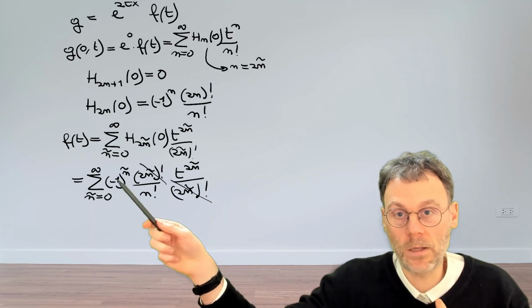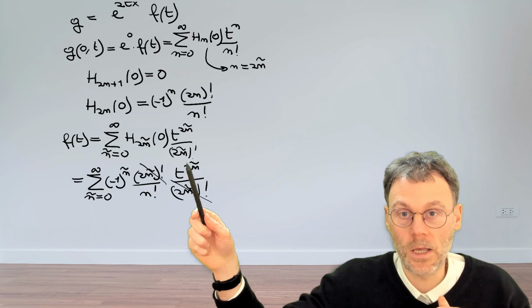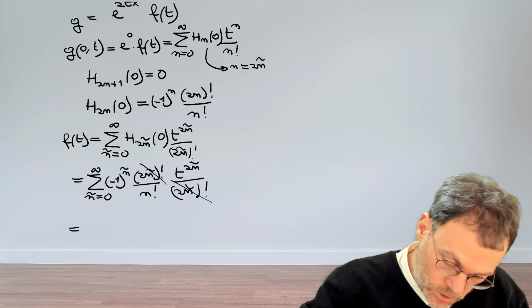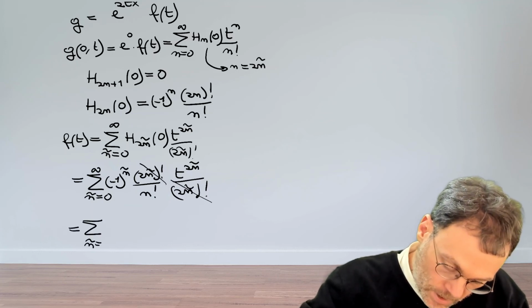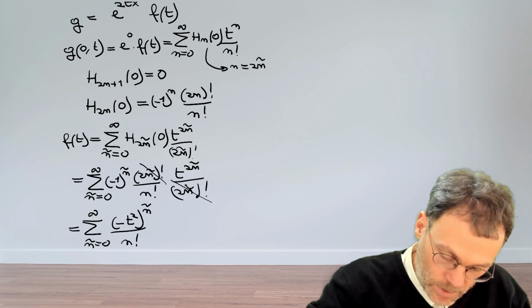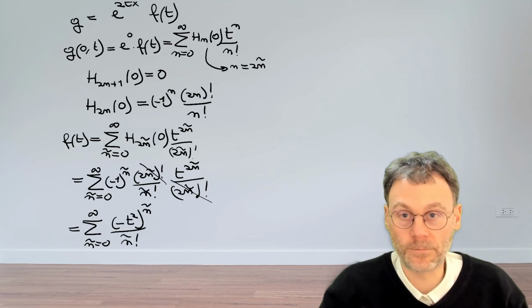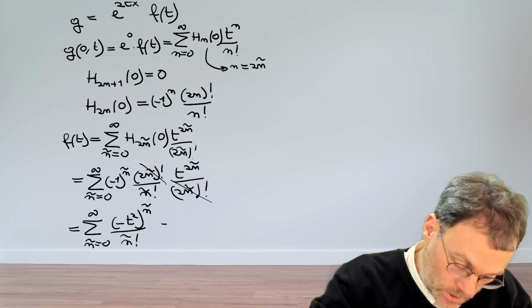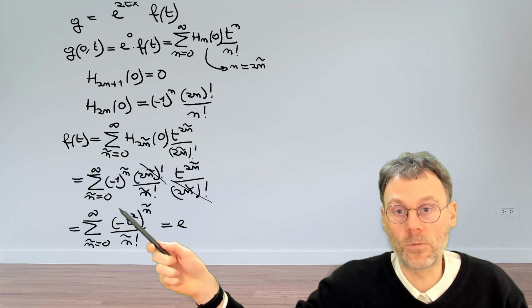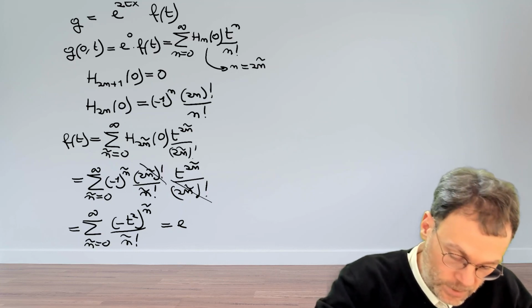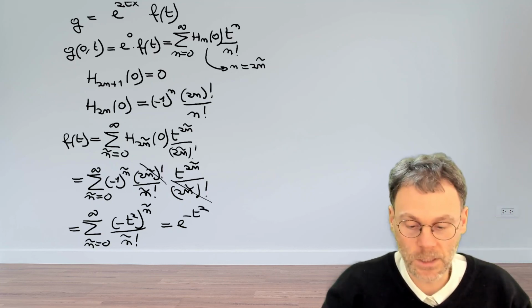We can just rewrite this thing here, combining these two terms in such a way that we have a power of n tilde there. This actually is a summation of n tilde from 0 to infinity of minus t squared to the power of n tilde divided by n tilde factorial. And we know what that is. That is just the series expansion of an exponential with as argument this thing here, which is minus t squared. So our f of t is exponential minus t squared.